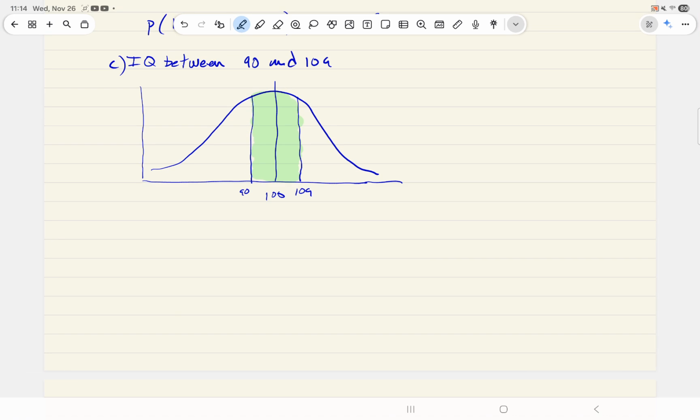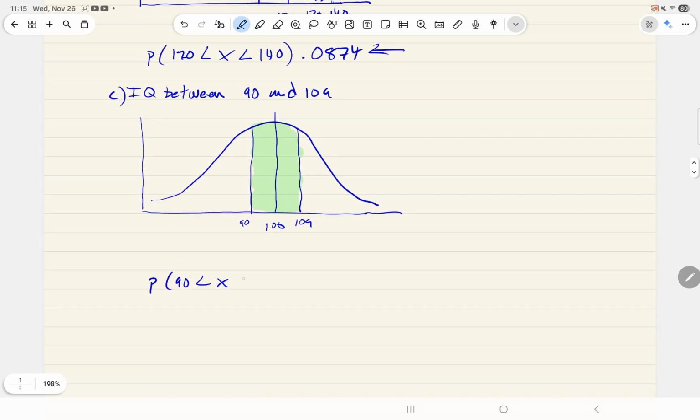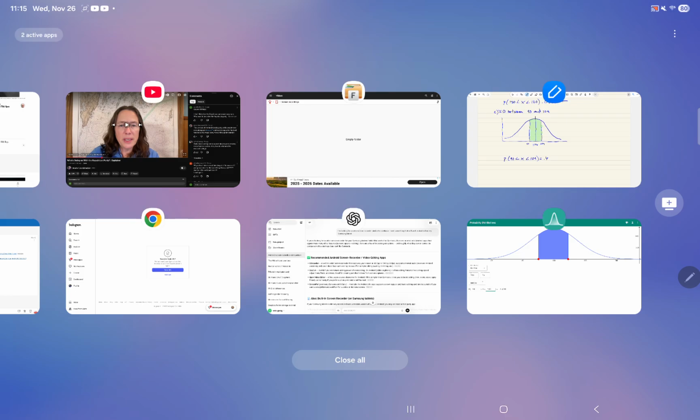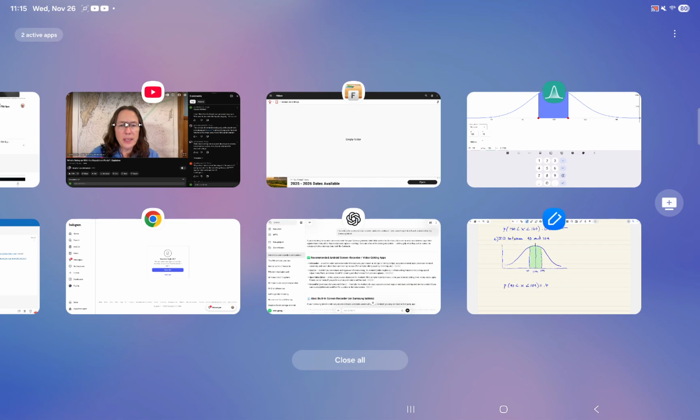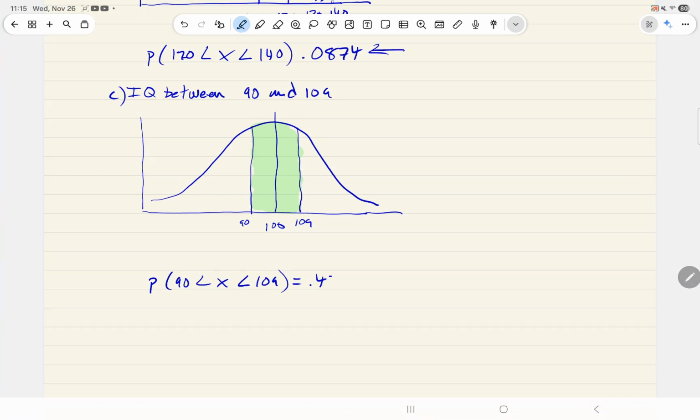So I'll write that down. Probability, what is it, 90? Did I do that right? Yes, I did. And 109 equals 0.4733. I'm curious if the book agrees with that answer.